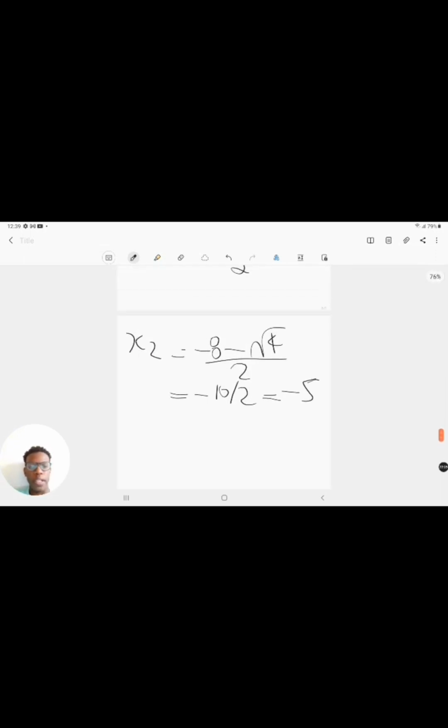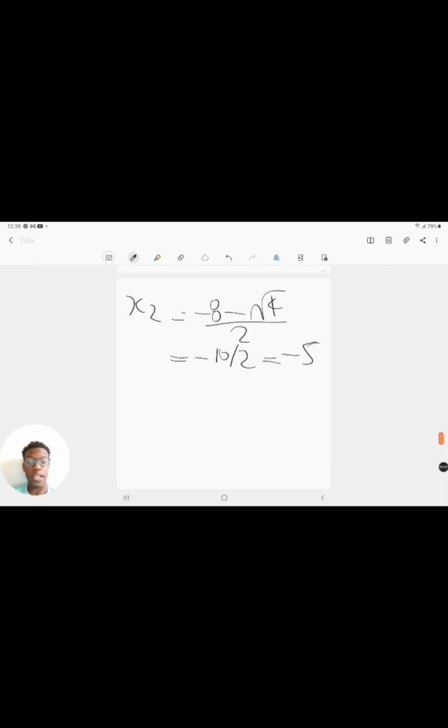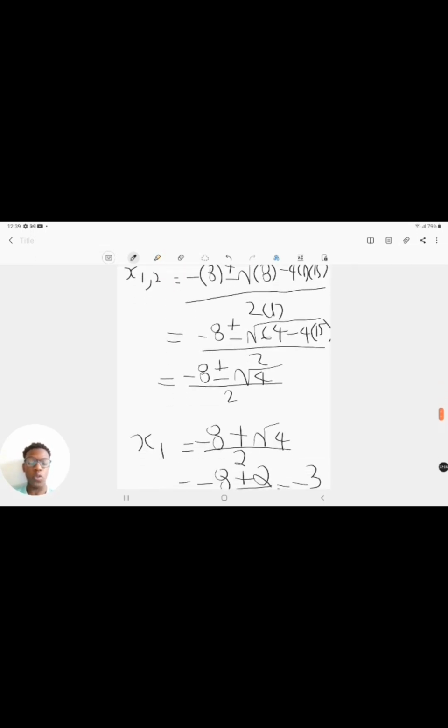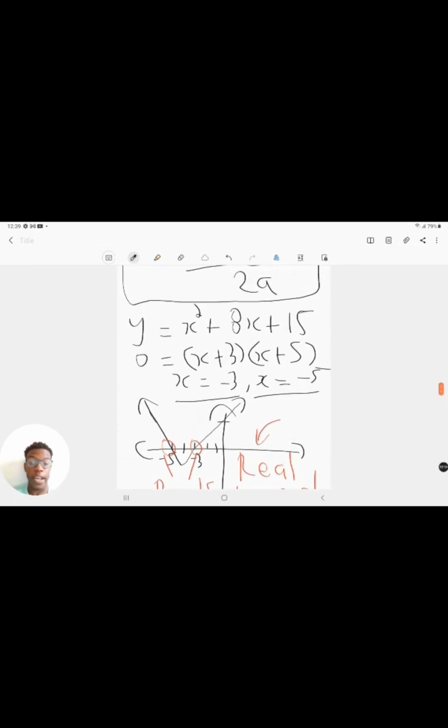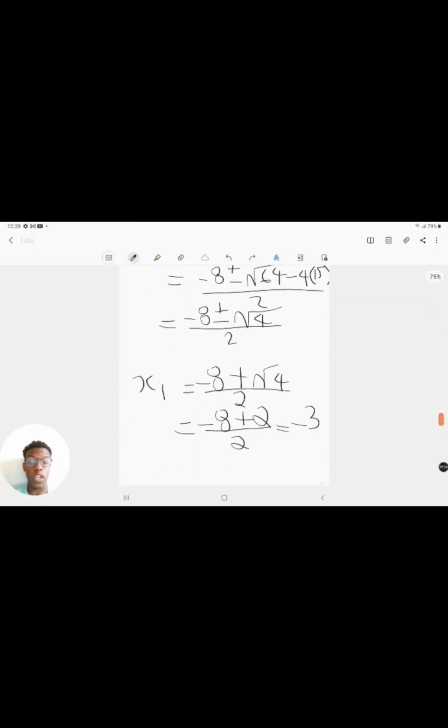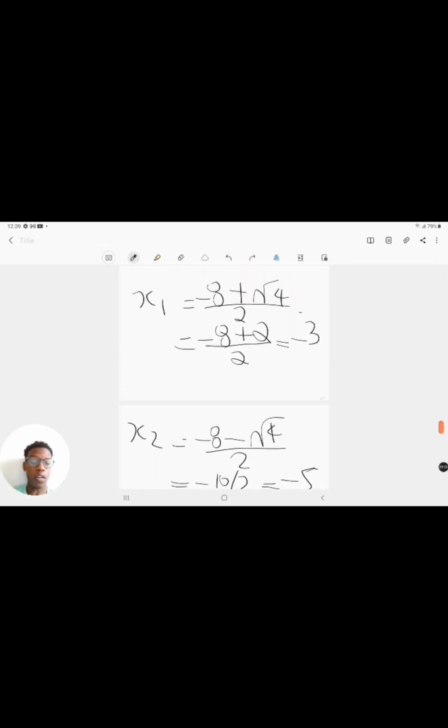Okay, so I basically just wanted to remind you that the quadratic formula can be used to find the x-intercepts, and we just did that. Firstly, we found our x-intercepts by factorizing, and we got minus 3 and minus 5. Now we just used the quadratic formula and we got the same answers of minus 3 and minus 5.